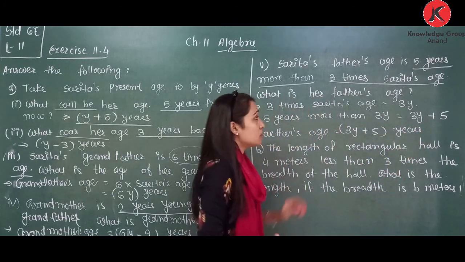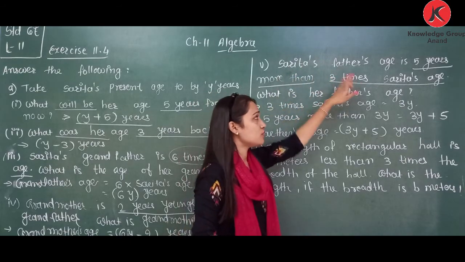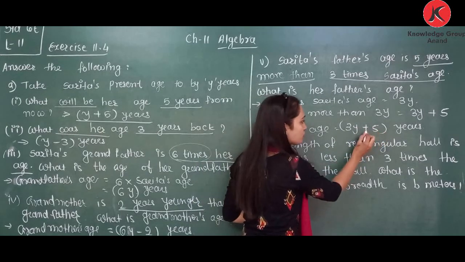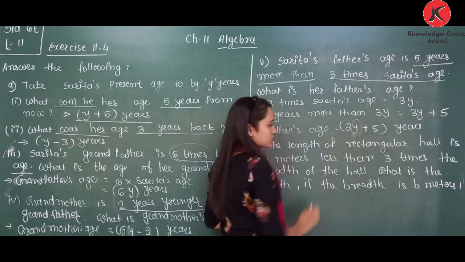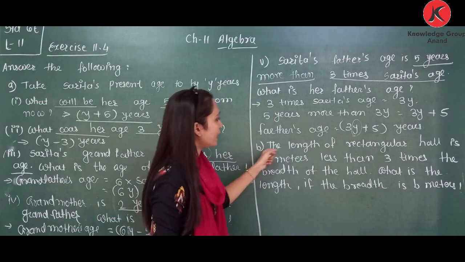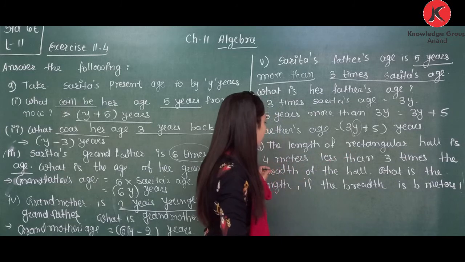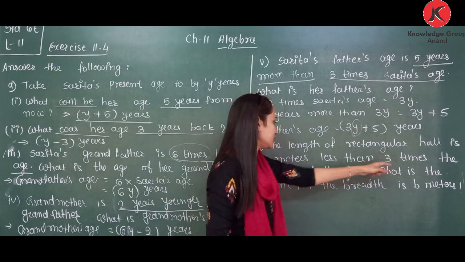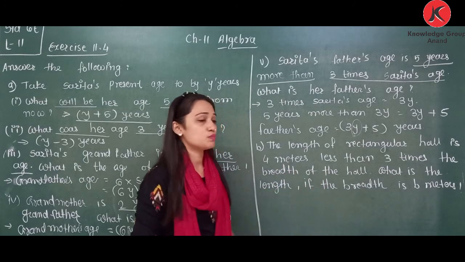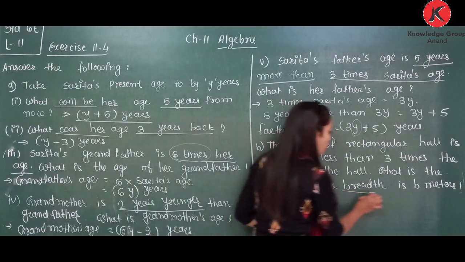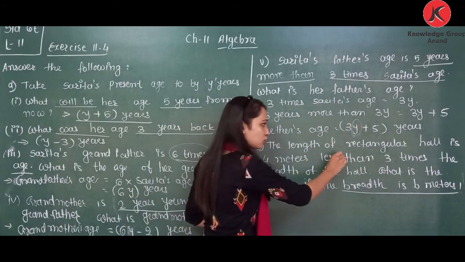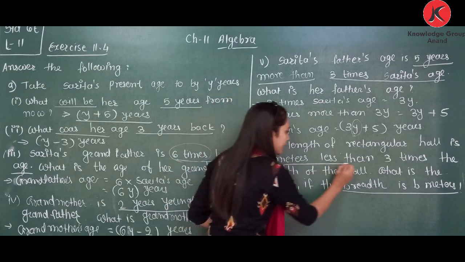What is the statement? Father's age is 5 years more than 3 times Sarita's age. So that will give father's age. Next statement is, the length of a rectangular hall is 4 meters less than 3 times the breadth of the hall. What is the length if breadth is b meters? Here breadth of hall is given as b meters.